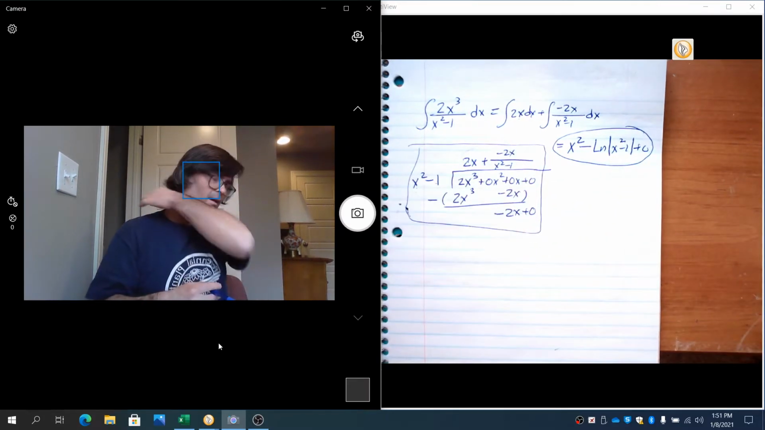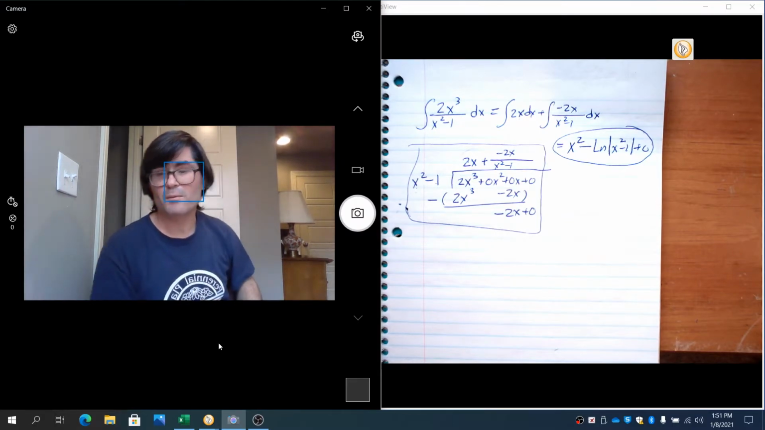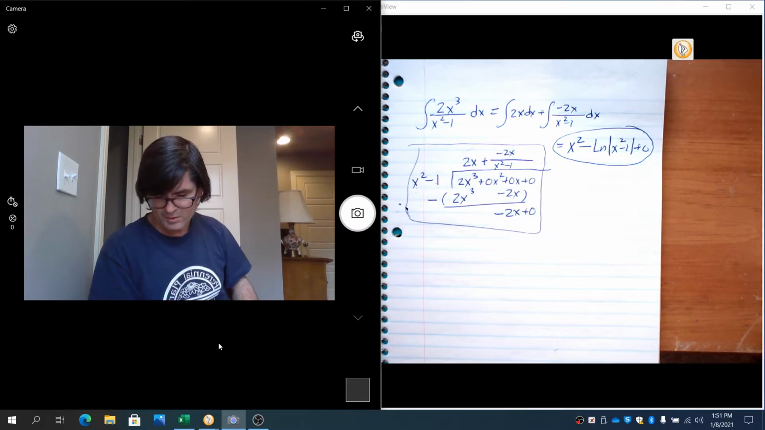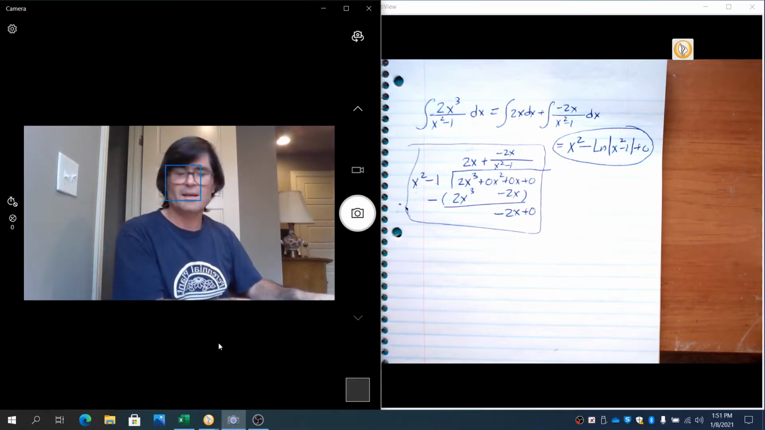So that is kind of a trick question where you think you're going to have to do partial fractions, and then you actually don't have to do partial fractions. Let's do another one of the same type of problem.